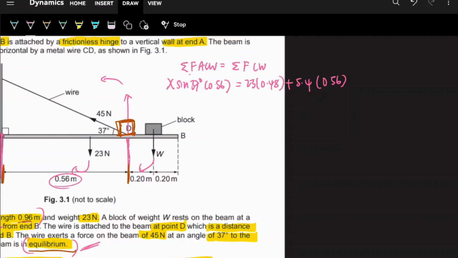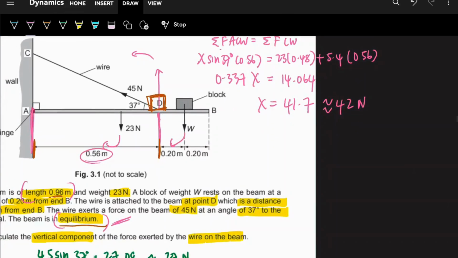Okay. Now, let's calculate our right hand side first, since we have all the values there. 0.56. Okay. What do we get? 14.064. Okay, then 0.56 times sine 37 gives you 0.337x. Okay, what is our x? Just simple algebra. Divide. I will get 41.7, which basically gives me 42 Newton.